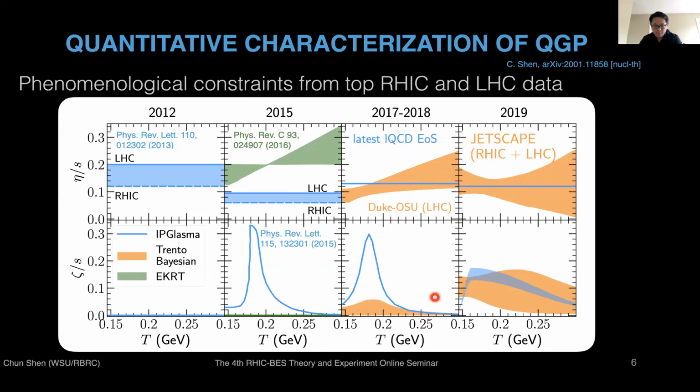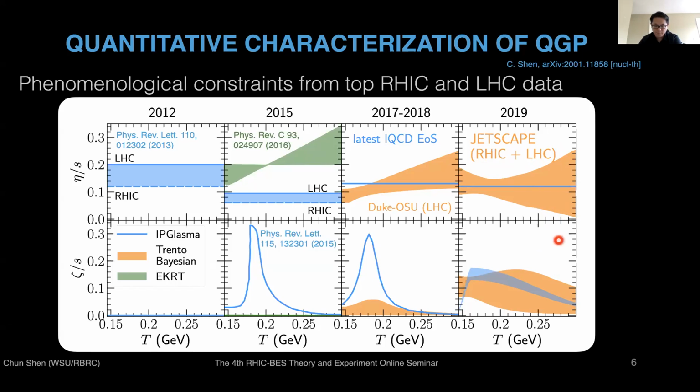But here, a more systematic statistical tool is used, actually using Bayesian techniques to constrain the model to data comparison and extract the temperature-dependent shear and bulk viscosities. The latest effort in this direction is led by the JetScape collaboration, where you combine both RHIC and LHC energy flow measurements and use a more systematic and less biased prior in this Bayesian analysis.